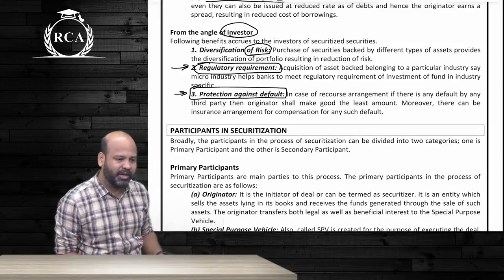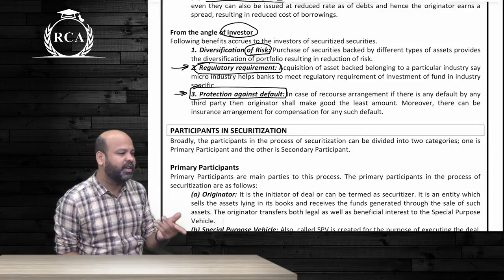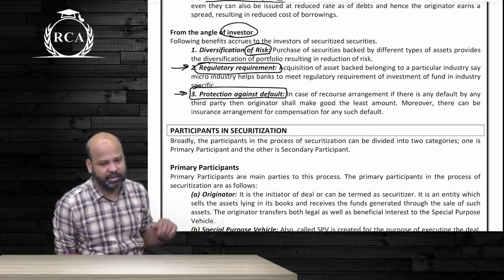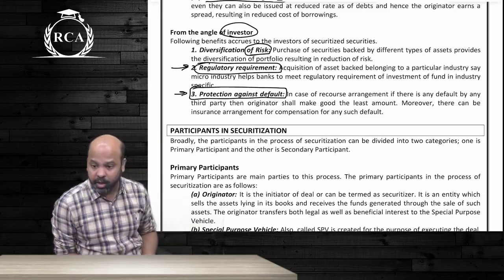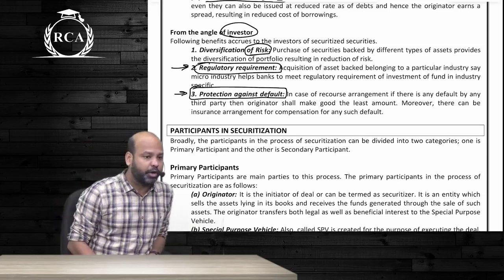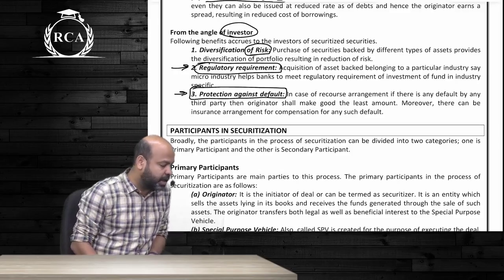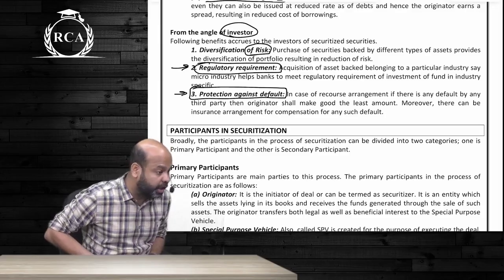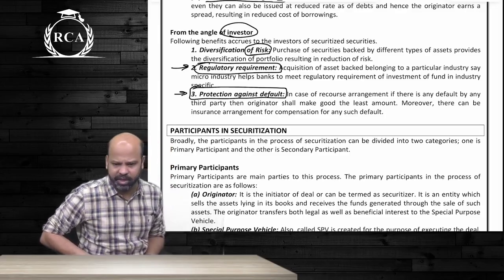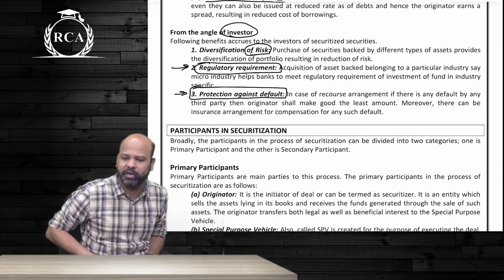Diversification, normal advantages हैं बेटा. Diversification of risk, guys, because they have a new instrument in which investments can be made. Regulatory requirement सबसे बड़ा important advantage है. What is regulatory requirement? Banks are required to have exposure to priority sector lending. Minimum percentage 25% should be priority sector lending.